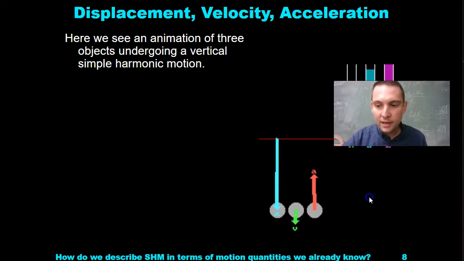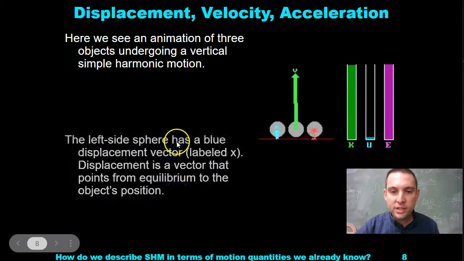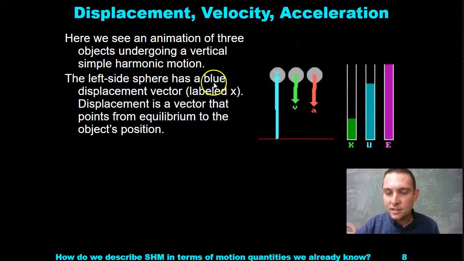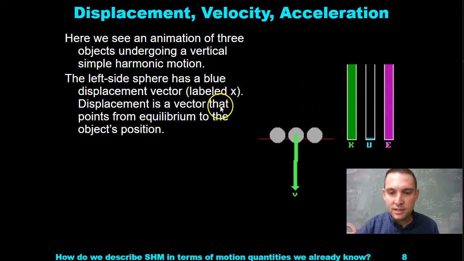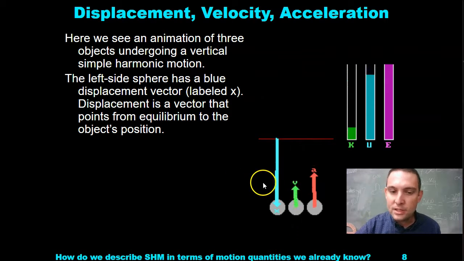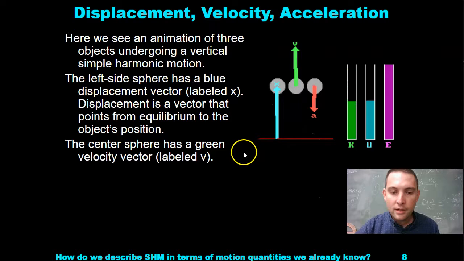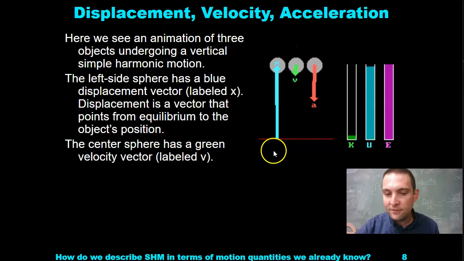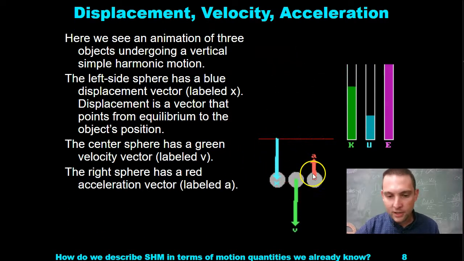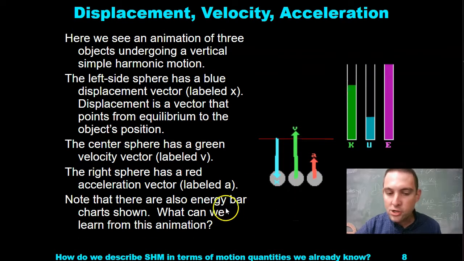Here we've got an animation of three objects undergoing a vertical simple harmonic motion. The left side has a blue sphere with a displacement vector labeled x. Displacement is a vector that points from the equilibrium to the object's position. The center sphere has a green velocity vector labeled v. The right sphere has a red acceleration vector labeled a. Note that there are also energy bar charts shown.